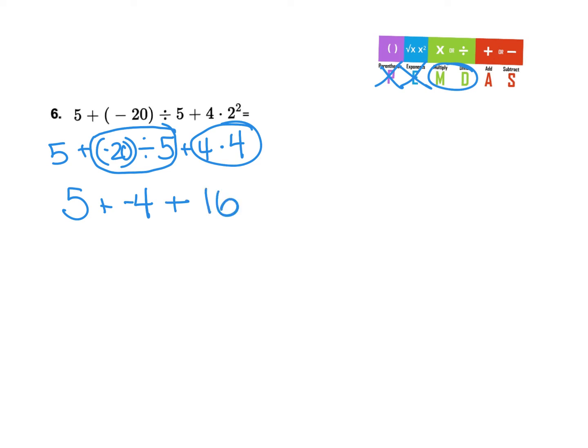And so now let's just go from left to right. I'm going to take 5 minus 4, and I'm going to plus the 16. And I will have then a total of 17.